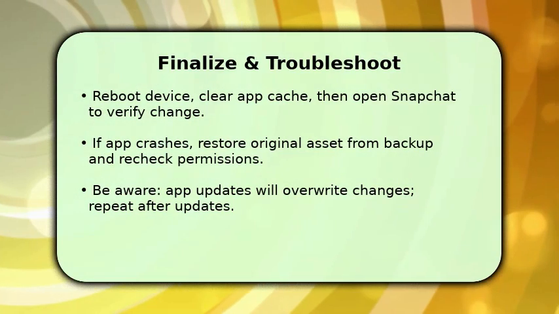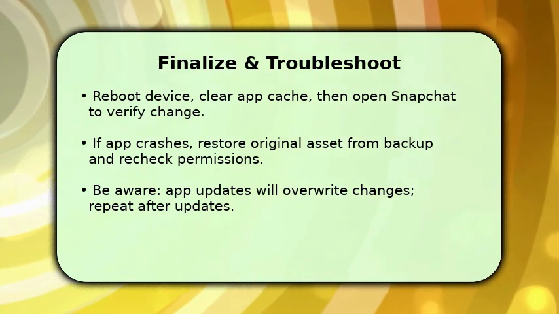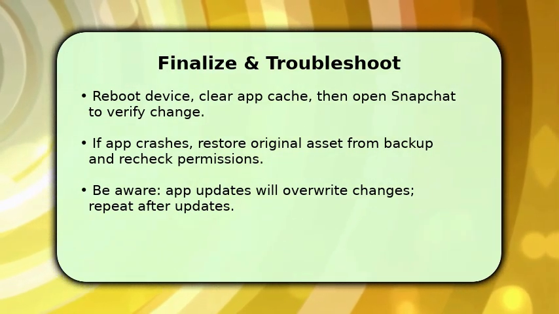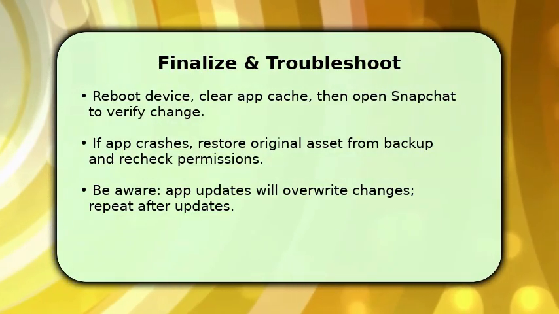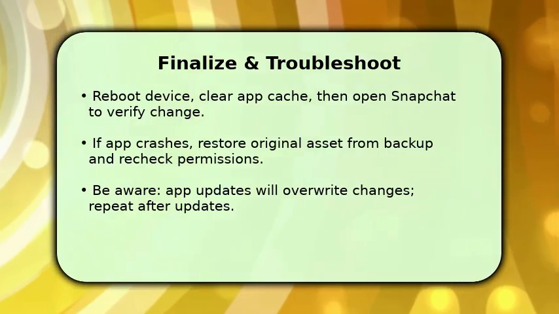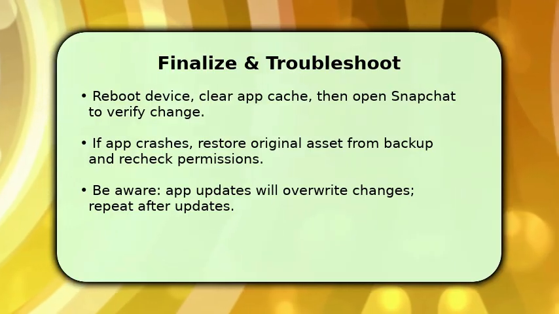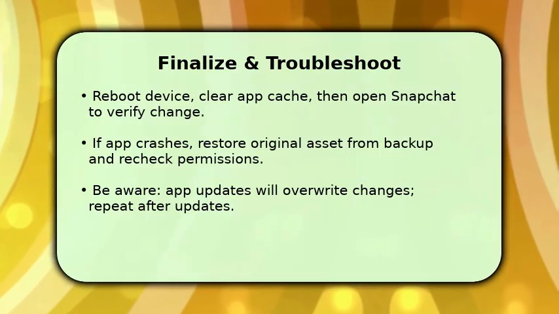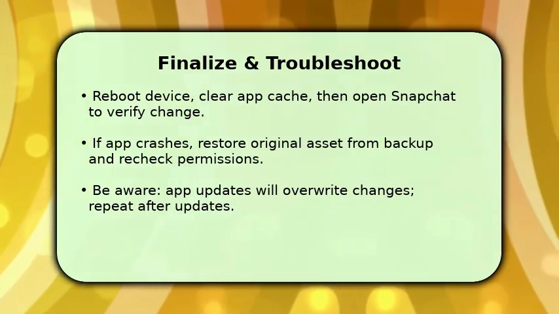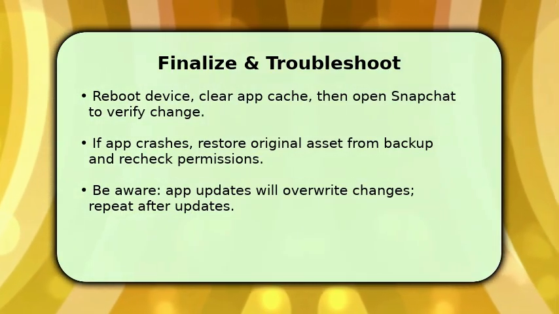Finish by rebooting and clearing Snapchat's cache, then open the app to confirm the new recording icon appears. If Snapchat crashes or the icon is missing, restore the backed up original asset, confirm file permissions and ownership, and try again. Keep in mind app updates will overwrite your change, so you'll need to repeat the process after updates. If you want to avoid risk, consider using themes or mods from trusted communities, but understand those carry account and security risks.